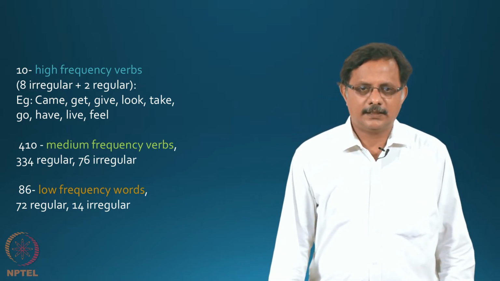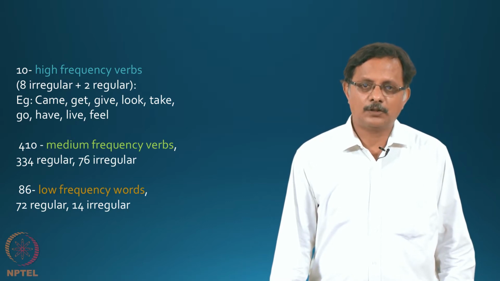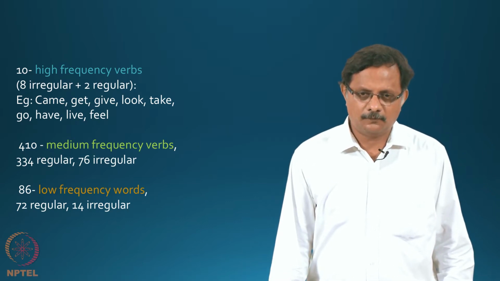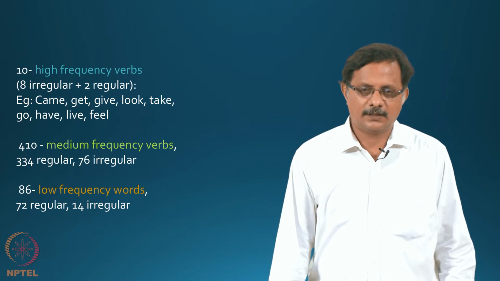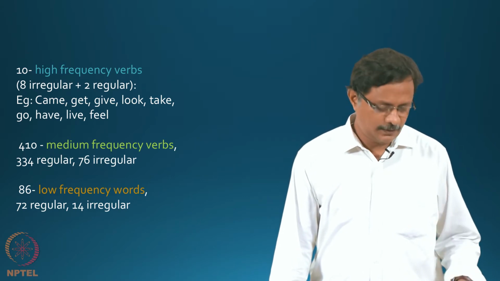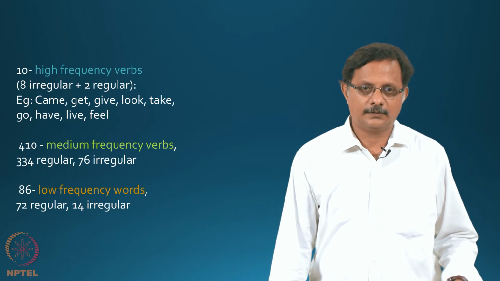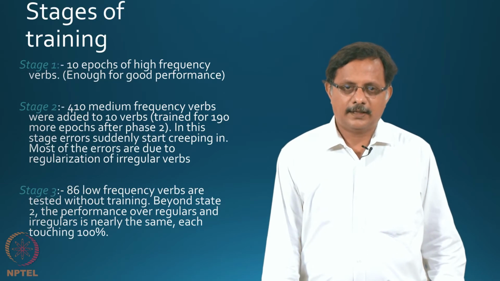Then in the second stage, they used 410 medium frequency verbs. Among them 334 are regular forms and 76 are irregular forms. And in the last stage, they used 86 low frequency words. Among them 72 are regular and 14 are irregular. So, how do you train the network?